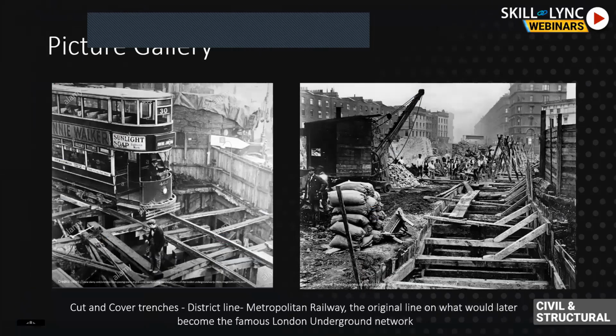Now the picture gallery. How all this started was in the 1890s, when the first cut and cover trench project started for the Metropolitan Railway in London. So you can see how the whole engineering part started. The trenches were dug first, then shores or timber pipes were used as shoring elements for struts, and this kind of temporary strut arrangement was used to dig the most famous London Underground network. So this is a very legendary photo of how underground engineering all started.